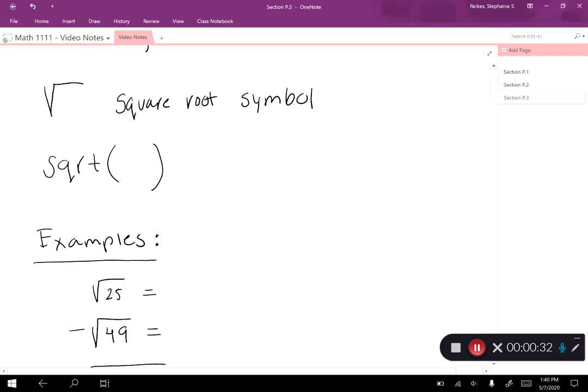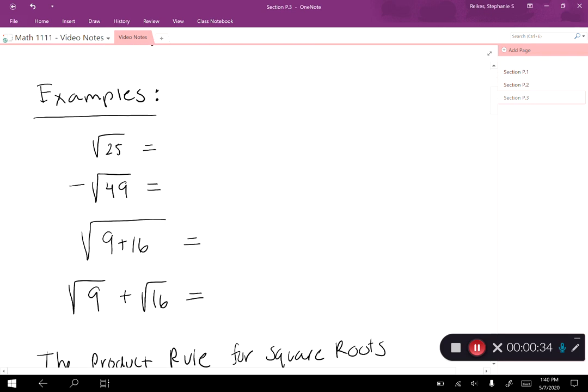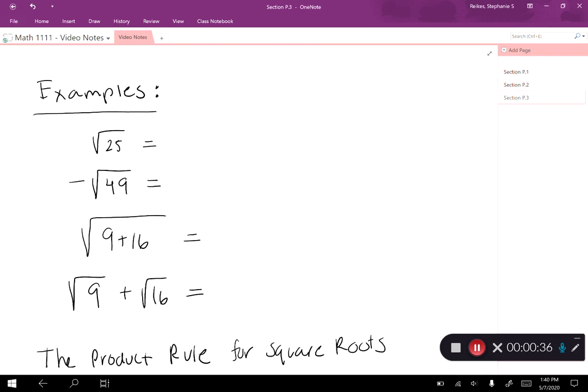Let's look at a few examples. The square root means what times what gives me the number inside the symbol. So the square root of 25, what times what is 25, and you'll get 5. Next, what is negative square root 49? Since negative is on the outside, the negative is going to stay. And what times what is 49? And you would tell me 7.